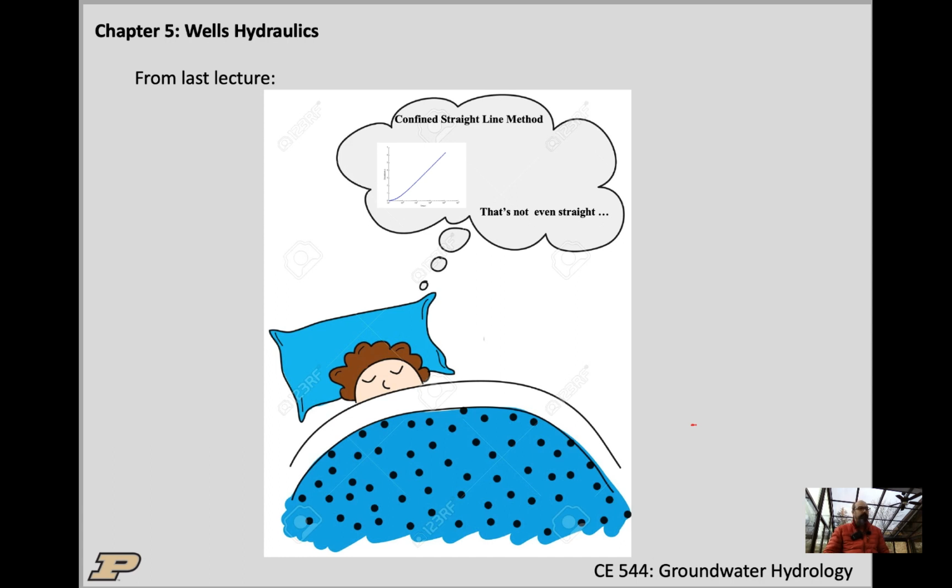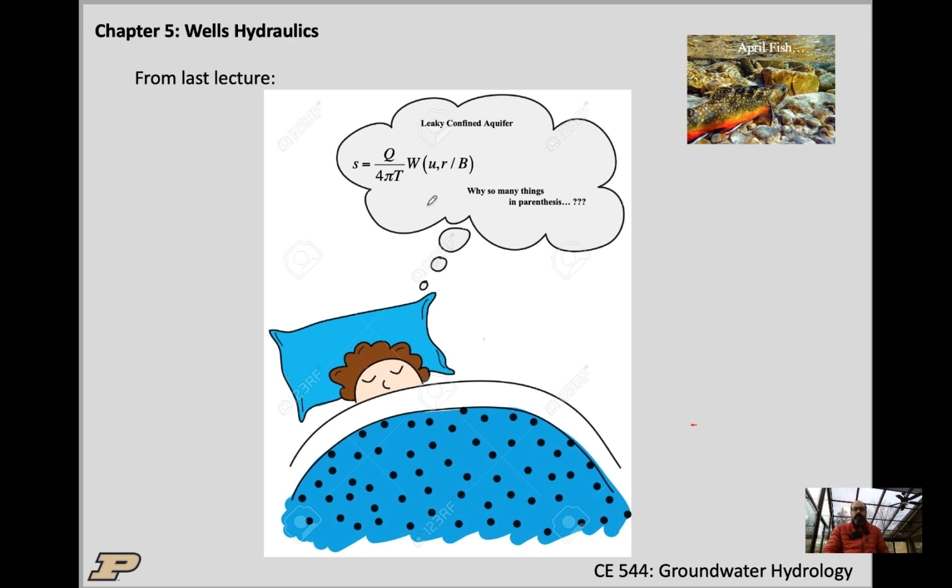Well, we saw that confined aquifer, right, the straight line method, excuse me. So we looked at that straight line method for the confined case, so no leakage, and you might think, well, this is not even straight, so why do we call it the straight line method, right? Remember, it's not really straight. The other thing we might remember from last lecture, or dream about, is that the Wells function now has a whole bunch of things in parentheses. So what's up with that, right?